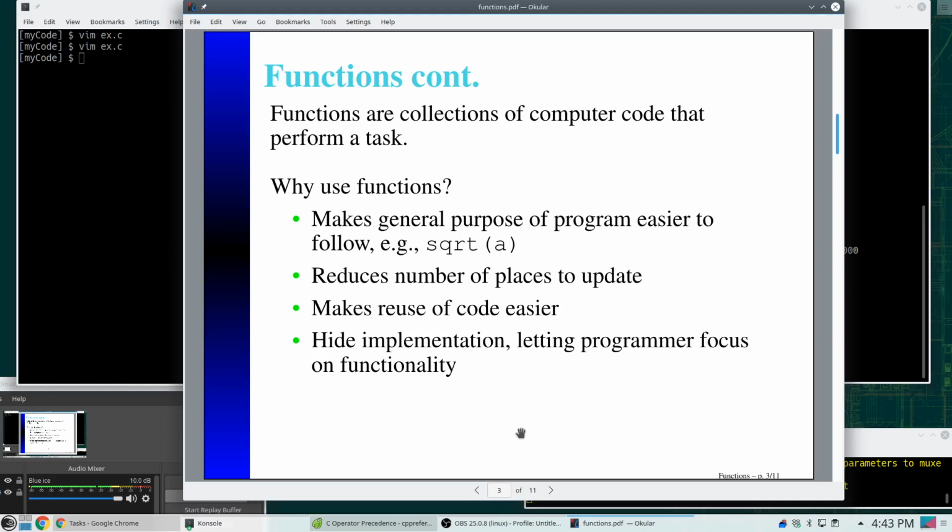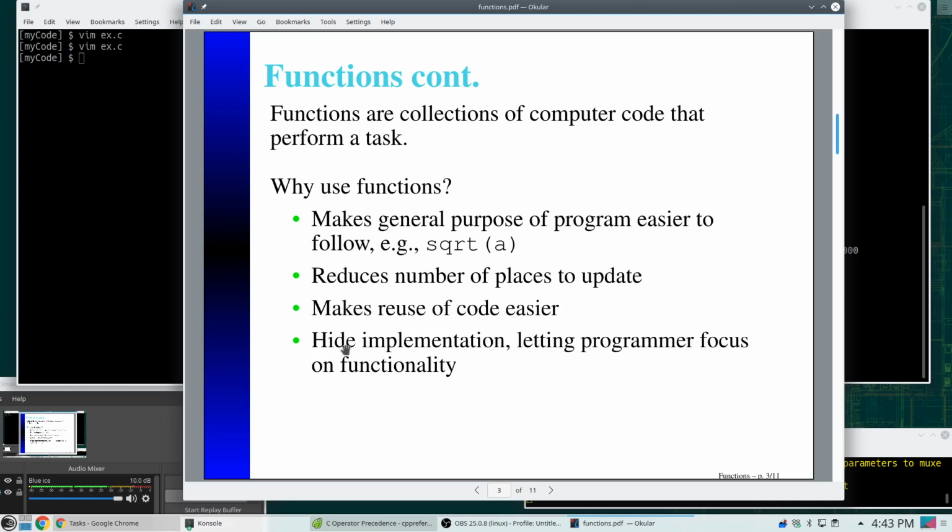Or I may just have a different implementation. Maybe my code works correctly, but I can come up with a faster way of doing it, or something that gives me better quality answers or whatever. I would much rather go to one place and fix that as opposed to tracking down all 10 places across multiple files that I use that logic, which is what we have here. It makes reuse of code easier.